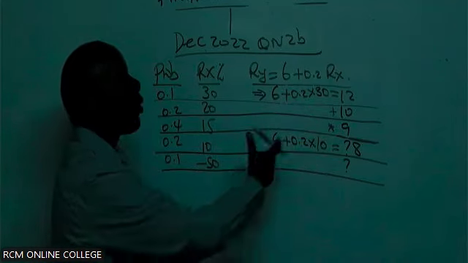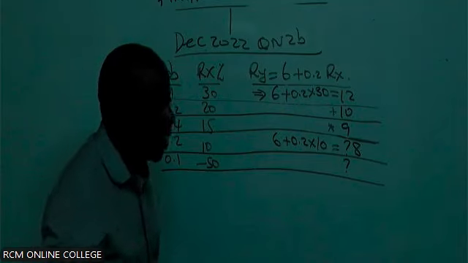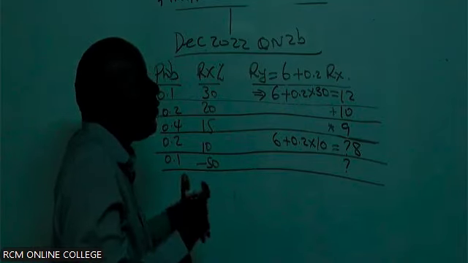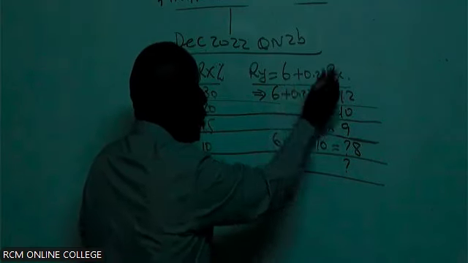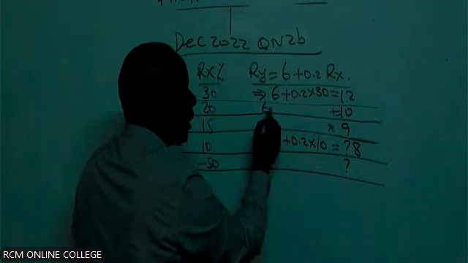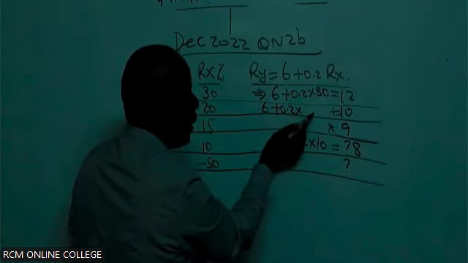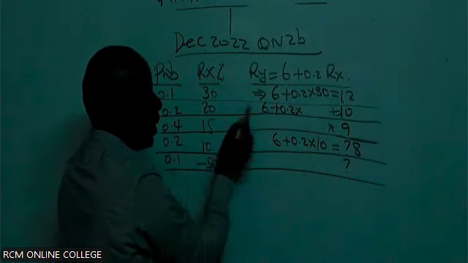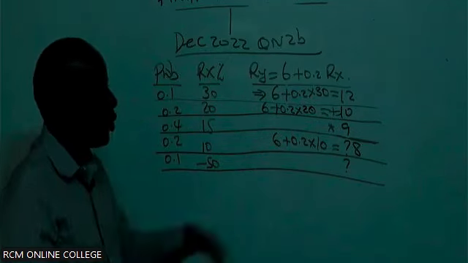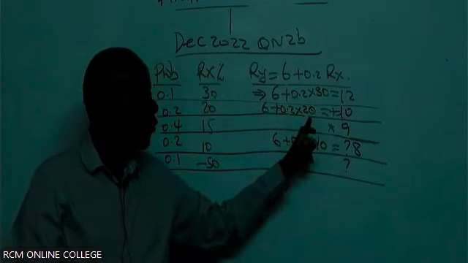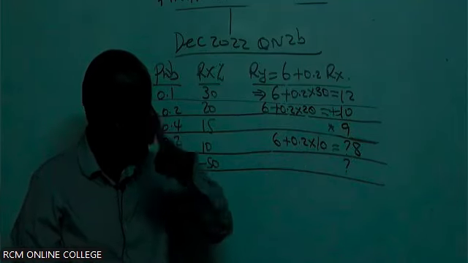For the second one, of course, he gave us the answer. Somebody is asking how we got it. 10 is given, 9 is given. But even if he never gave it to us, we would have gotten it, because we have an equation to help us do that. So it will be 6 plus 0.2 times what? The corresponding return is 20. 0.2 times 20 is 4. So 4 plus 6 is 10.